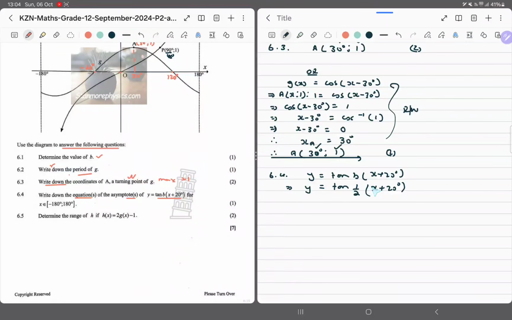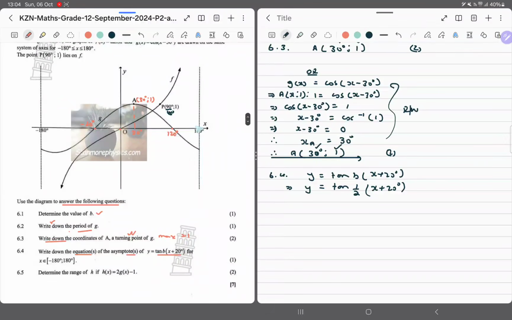So what does this mean? We are shifting this graph essentially 10 degrees, not 20. 10 degrees, because when we distribute this inside, we need to do that, by the way, so that we can understand. But now half of 20 is 10 degrees, so this is going to be 10 degrees to the right. So that means all these asymptotes are going to shift 10 degrees to the right. But now we are given a strict interval, so now there's only one equation of the asymptote we're going to get.